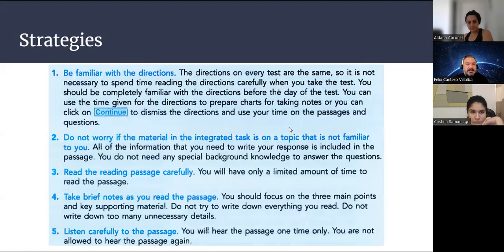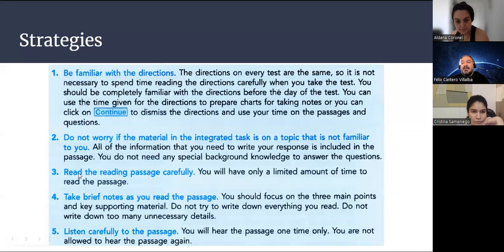So our strategies, as usual, are, first of all, be familiar with the directions. You should know what the test is asking you, because the directions are long and they're going to eat a lot of your time. And you only have 20 minutes for this task. So you just continue or dismiss the directions. Don't worry if the material is not familiar to you. All the information will be there.